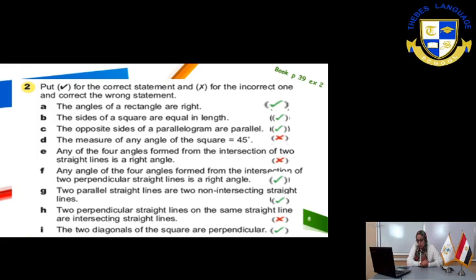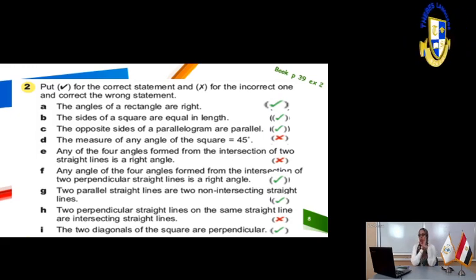Number H. Two perpendicular straight lines on the same straight line are intersecting straight lines. Two perpendicular straight lines on the same straight line are intersecting straight lines. Wrong.